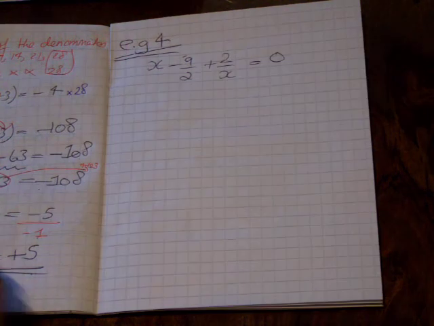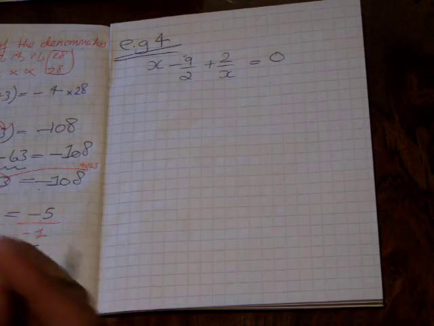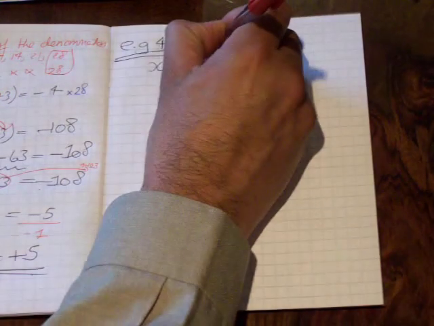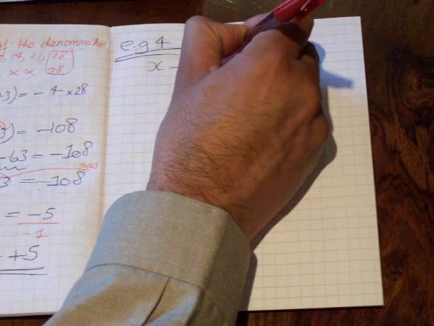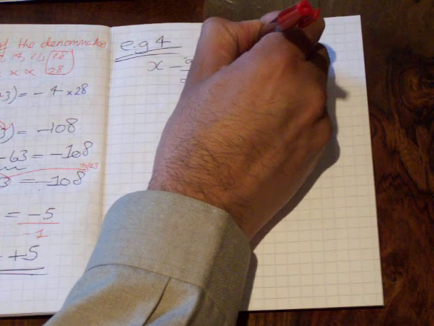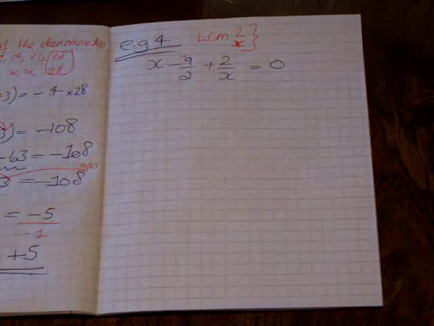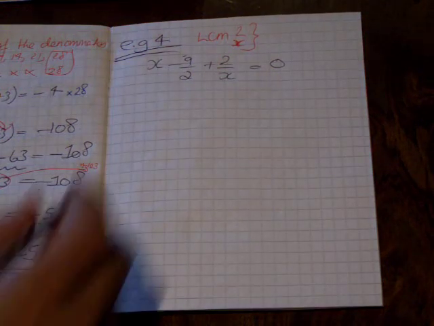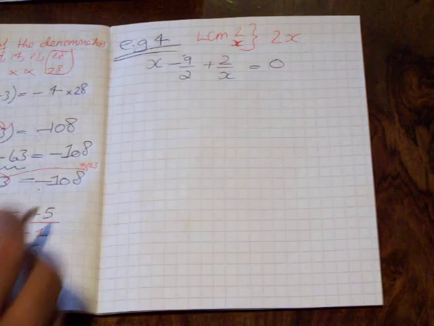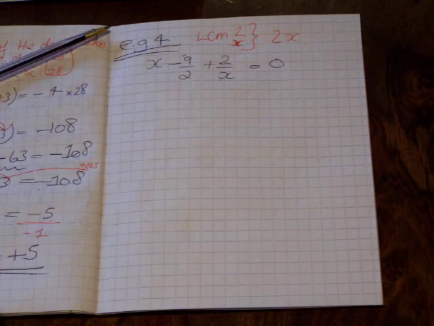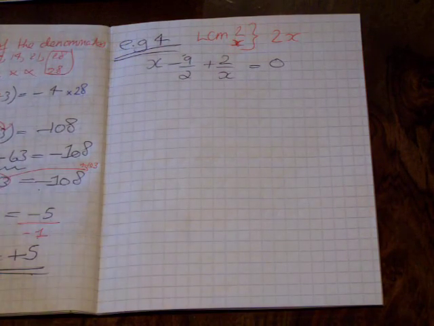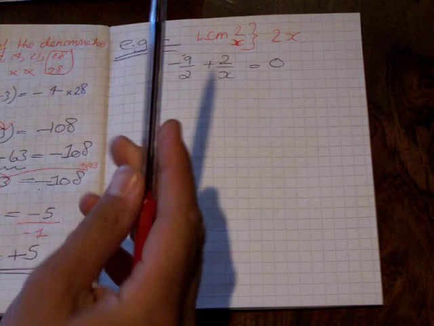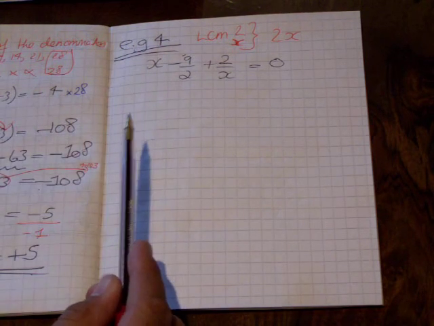What is the technique? The technique is find the LCM of the denominators. What is the LCM of 2 and x? 2x. Was it hard? No. Not at all. So we found the LCM in a flash. Students give me the LCM as 2x. Now what do we do? We multiply each item by 2x.